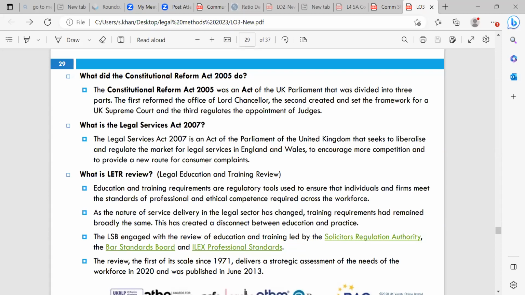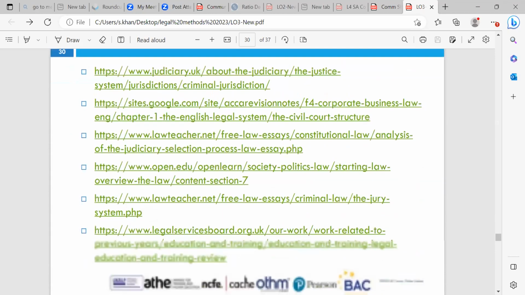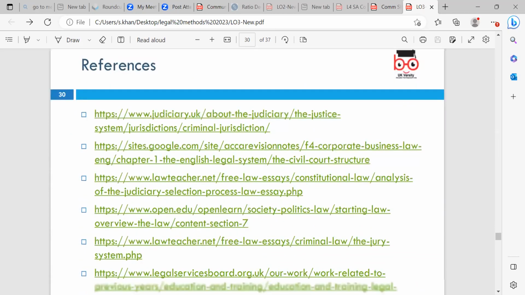As the nature of service delivery in the legal sector has changed, training requirements had remained broadly the same. This has created a disconnect between education and practice. The LSB engaged with the review of education held by the Solicitors Regulation Authority, the Bar Standards Board, and the ILEX Professional Standards. The review, the first of its scale since 1971, delivers a strategic assessment of the needs of the workforce in 2020 and was published in 2013. Some of the references are all here that you can look at in regards to this.